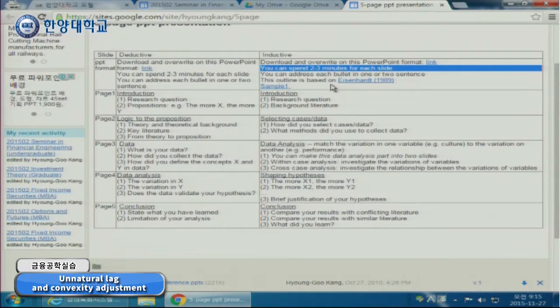So it is 5 pages, but you can use 6 pages. Depending on your analysis, maybe you want to add 1 more page. You can add 1 more page in data analysis or shaping hypothesis or whatever. I'll give you 1 page of room. So in principle, 5 pages, but up to 6 pages is possible. You can split 1 page into 2, basically.